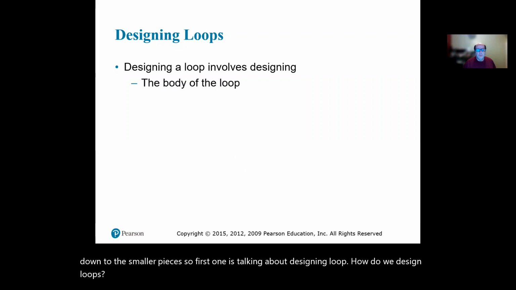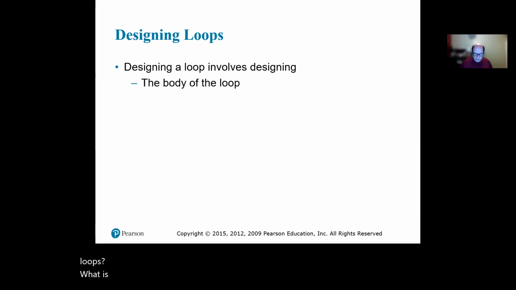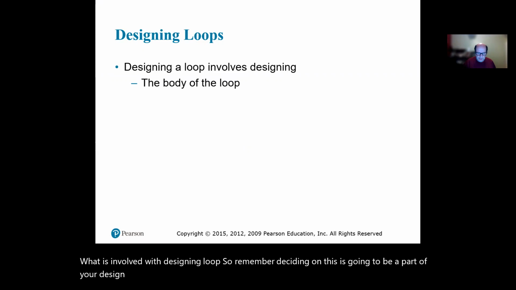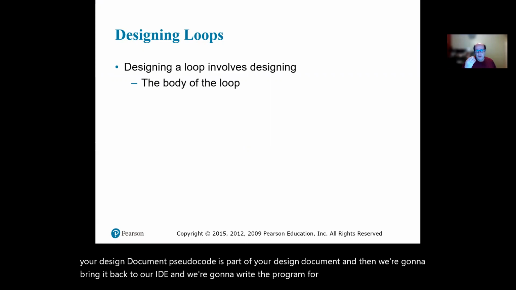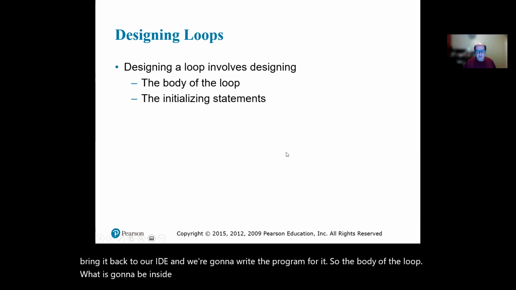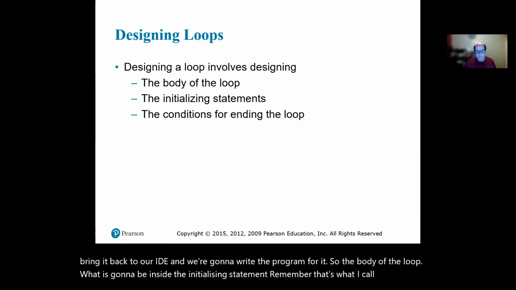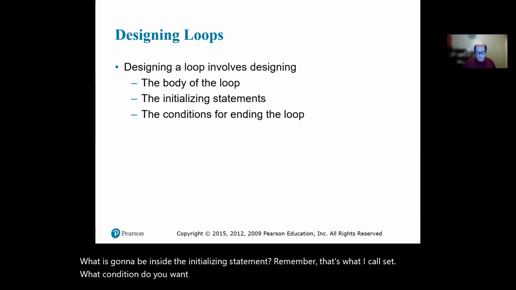So what is involved with designing a loop? You remember, deciding on this is going to be part of your design document. Pseudocode is part of your design document, and then we're going to bring it back to our IDE and write the program for it. So the body of the loop: what is going to be inside the loop? The initializing statement, remember, that's what I call set. What condition do you want for ending the loop? That's going to be the check.